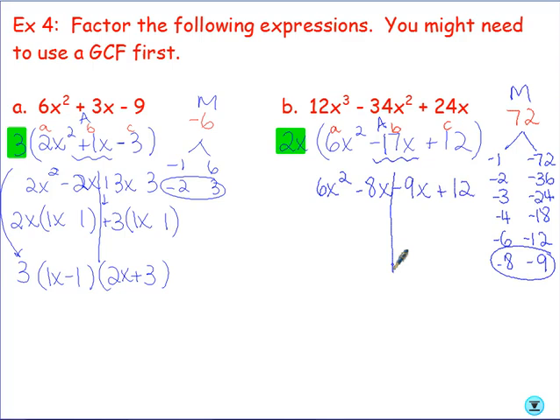Split it down the middle. 6 and 8 can both be divided by 2, and they both have an x. 6 divided by 2 is 3x. Negative 8 divided by 2, negative 4. 9 and 12 can both be divided by 3. Bring down the negative sign. Negative 9 divided by negative 3 is positive 3x. Positive 12 divided by negative 3 is negative 4.